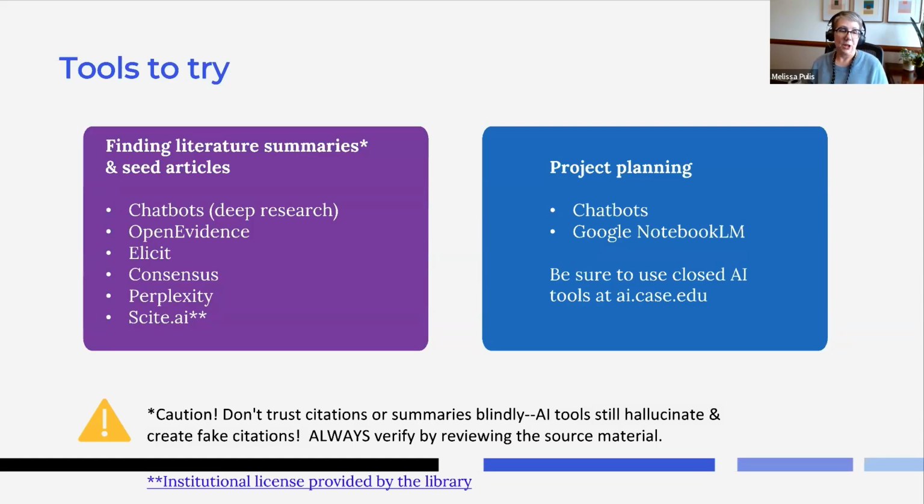And I do want to also caution you that if you do use some of these AI tools to find literature summaries or seed articles, don't trust the citations or summaries blindly because AI tools still hallucinate and create fake citations. We catch them all the time. Some people say, oh, no, AI doesn't have fake citations anymore. And I say, yes, they do. So always verify, make sure it exists, and at least review the source material to make sure that the summary is in line with what's being stated.